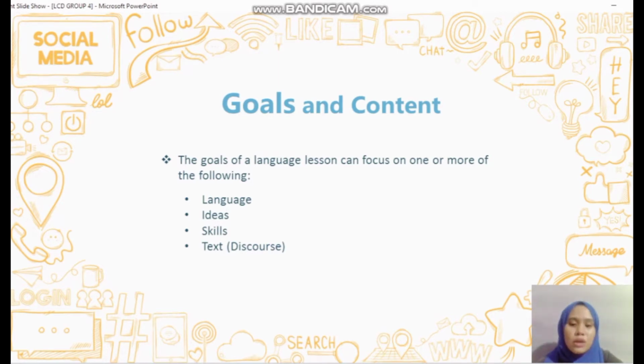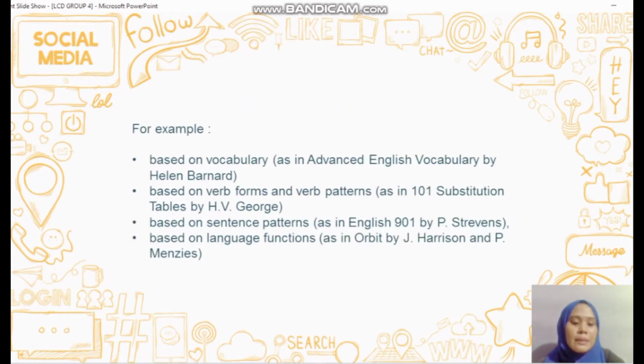The goals of a language lesson can focus on one or more of the following: language, ideas, skills, text, or discourse. Within each of these four areas, choices have to be made regarding the units for planning and checking the course. For example, in the area of language, the units may be based on vocabulary, based on verb forms and verb patterns, based on sentence patterns, and based on language function.